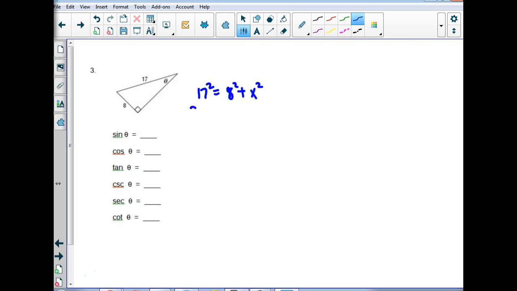All right, that's 289, 64. Subtract 64, we get 225. Wow, these are coming out nice. Take the square root, we should be getting the missing side is 15.